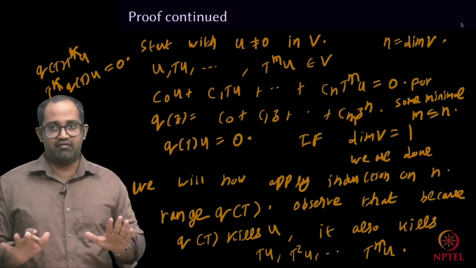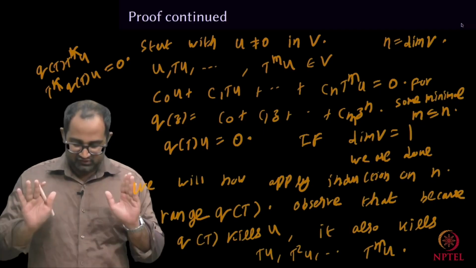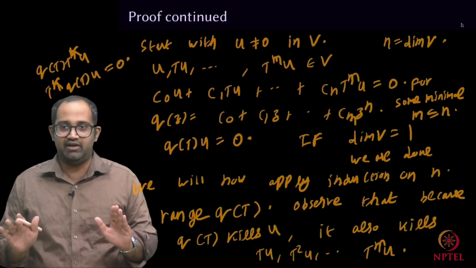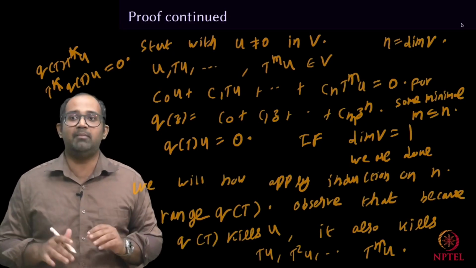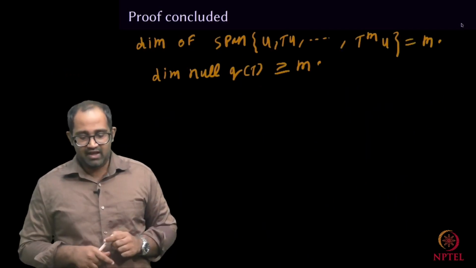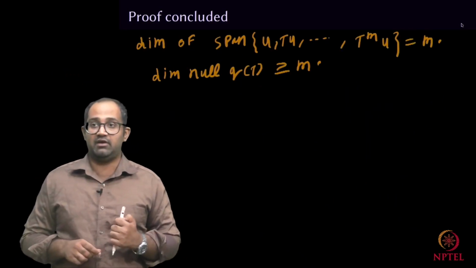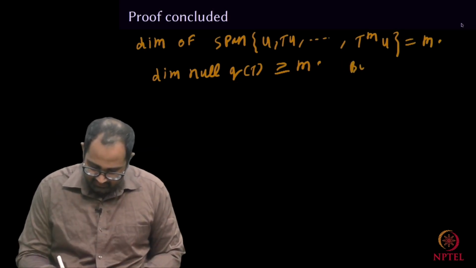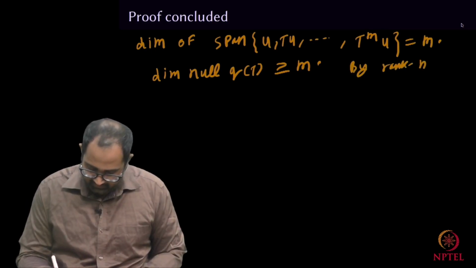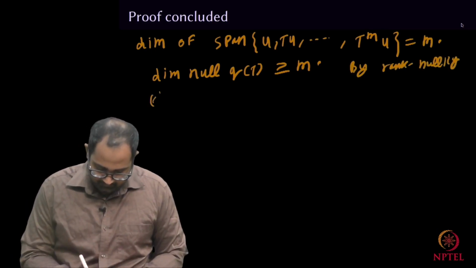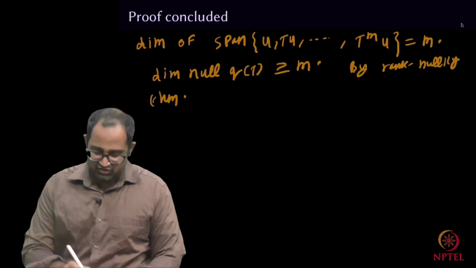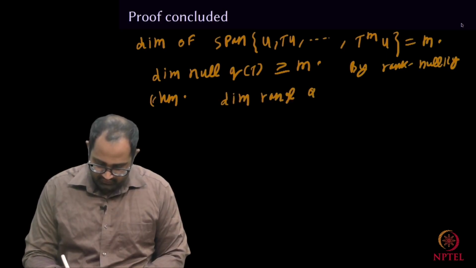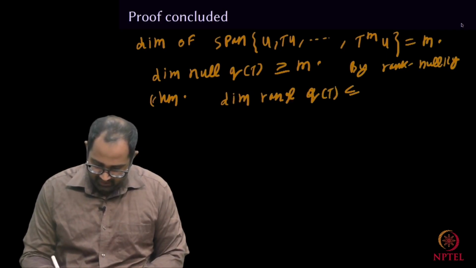Okay, that was a lot of argumentation. If you are confused or stuck, you can always use the digital features of rewind or slowing down the video. Watch this bit again. It's a subtle bit of argumentation. Okay. So we have shown that the dimension of null q of t is greater than or equal to m. Now that means by the rank nullity theorem, the dimension of the range of q of t is less than or equal to n minus m.